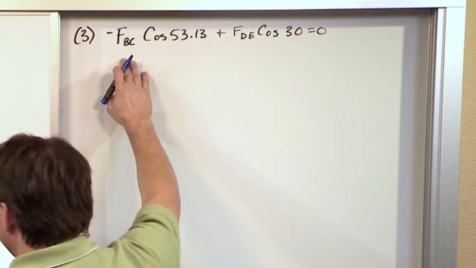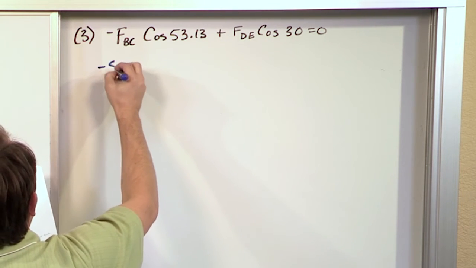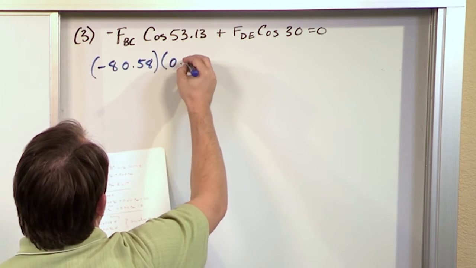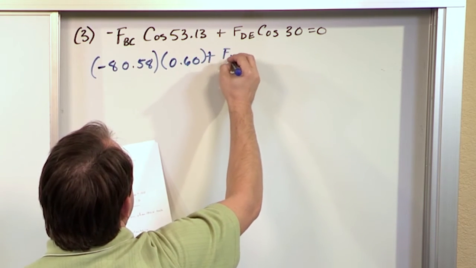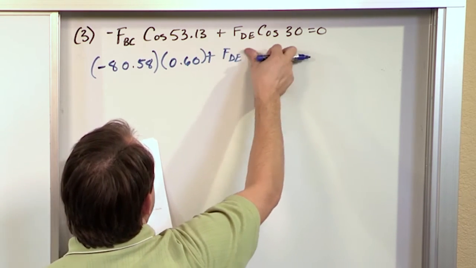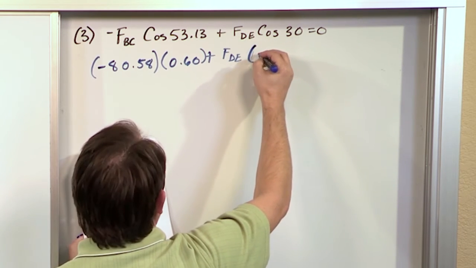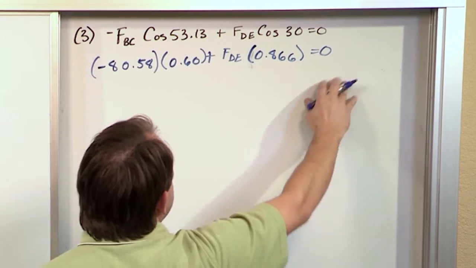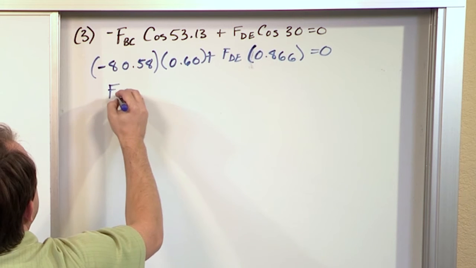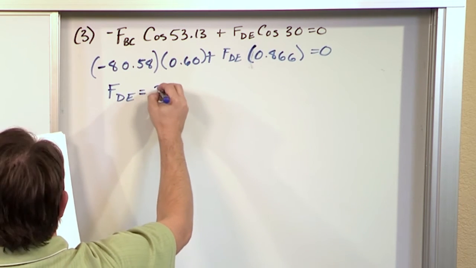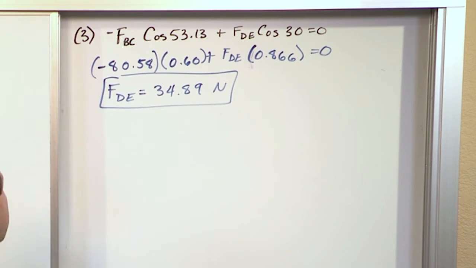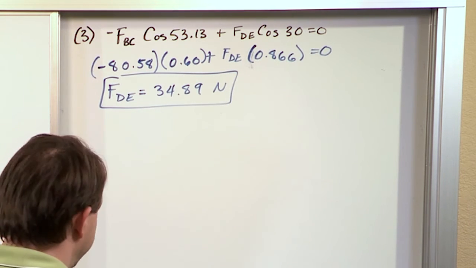And basically, we know what FBC is now. We just found that it's 80.58 cosine of 53.13, plus FDE multiplied by cosine of 30, which is 0.866, and that's equal to 0. So when you multiply these together and you move it over and you divide by this, you get FDE is 34.89 newtons. And notice that this is also less than 100, so we haven't broken any major rule of the problem because that's less than 100 as well.